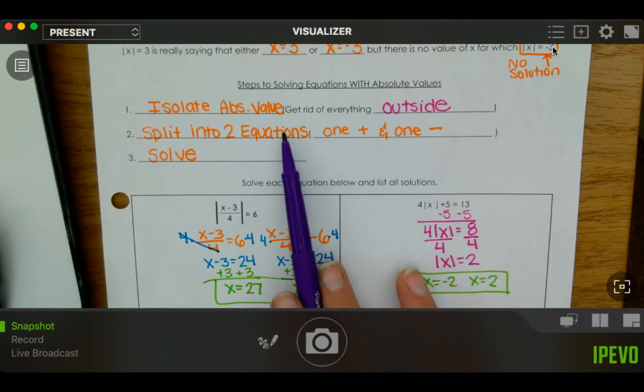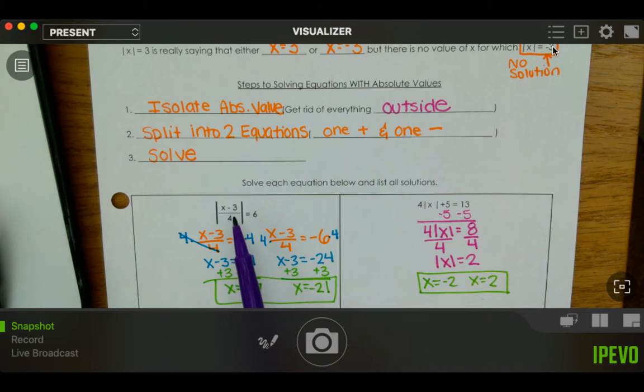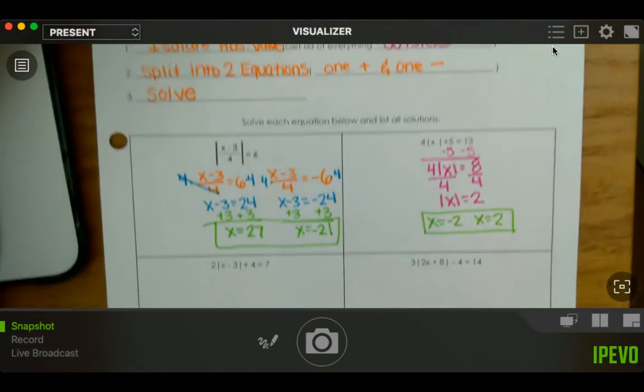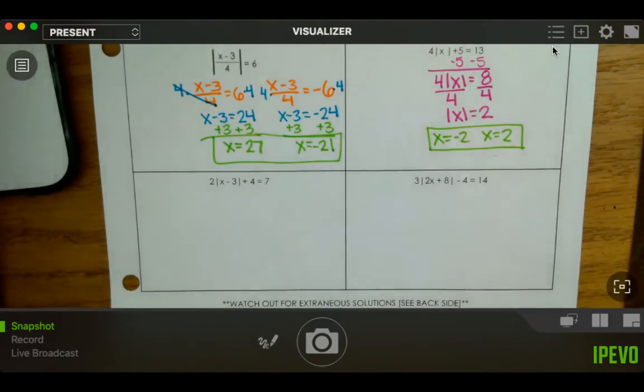Split it into two equations. Notice how this one was already alone, so we did x minus 3 over 4 equals 6 and negative 6, because that's saying that this is 6 away from 0, so you need 6 and negative 6, because you could go to the left or to the right. And finally, solve. Okay, let's talk about these examples down here.